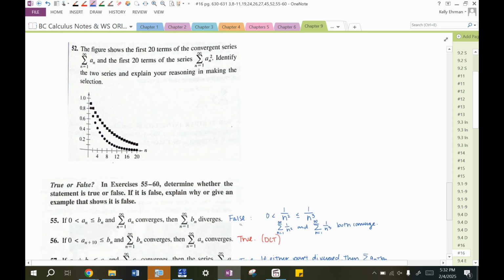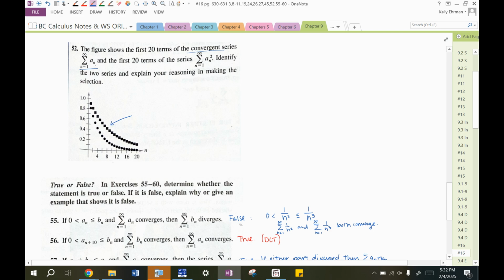52, the figure shows the first 20 terms of the convergent series from 1 to infinity of a sub n, and the first 20 terms of the series a sub n squared. Identify the two series and explain your reasoning in making the selection. When I first read this, I thought, oh, they want me to come up with a formula for that. But no, they just mean which series is on top, which one is on the bottom.